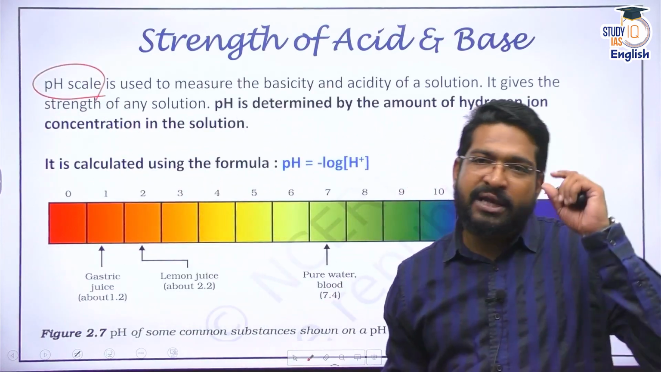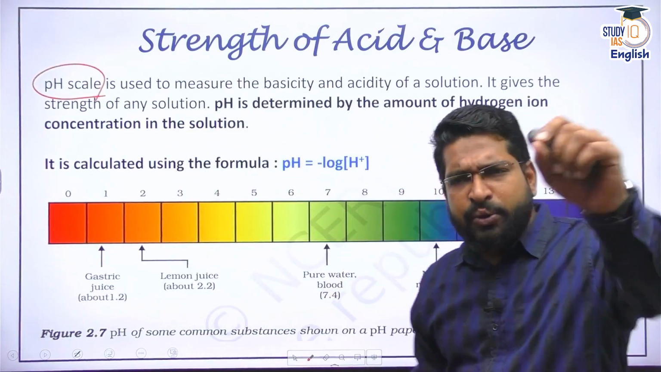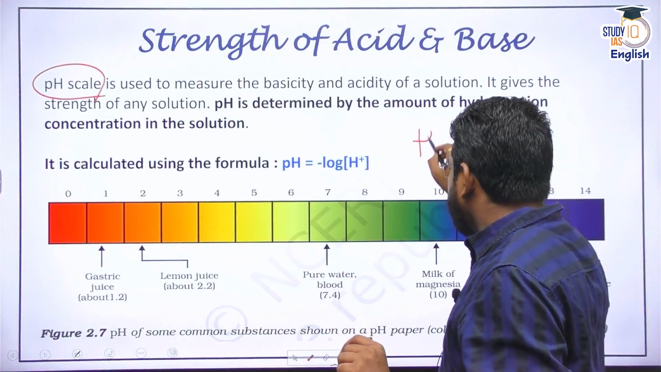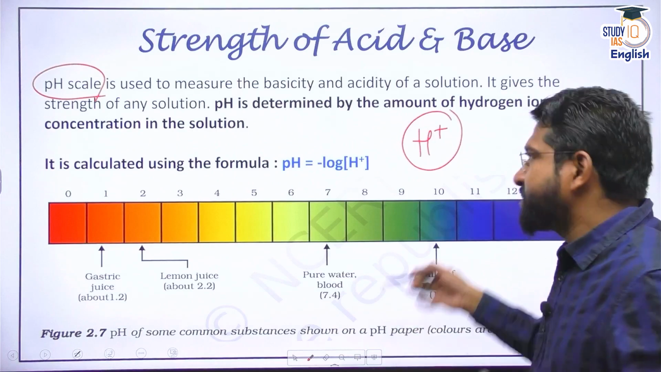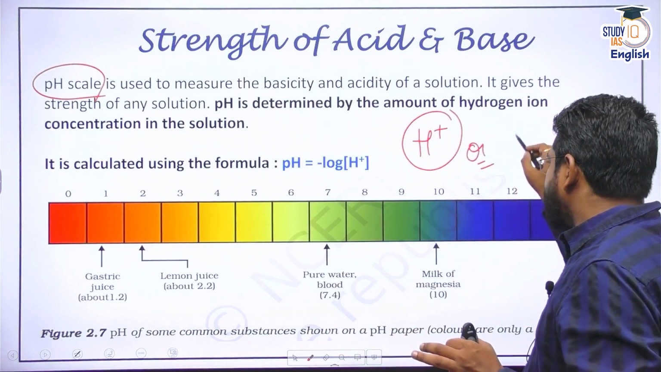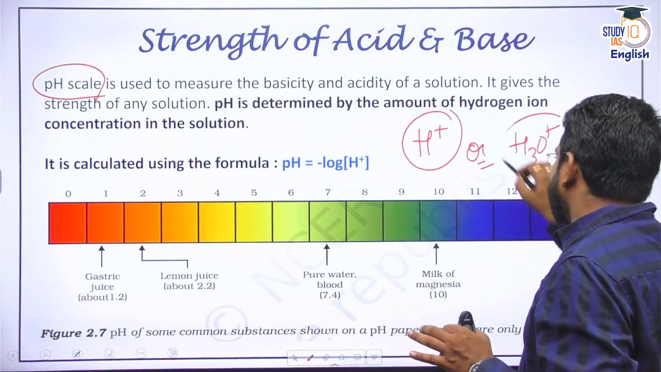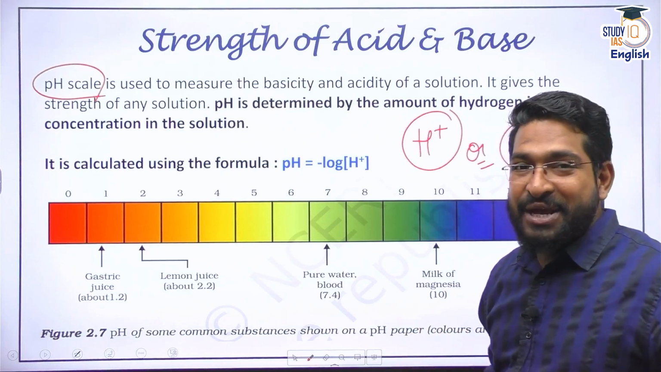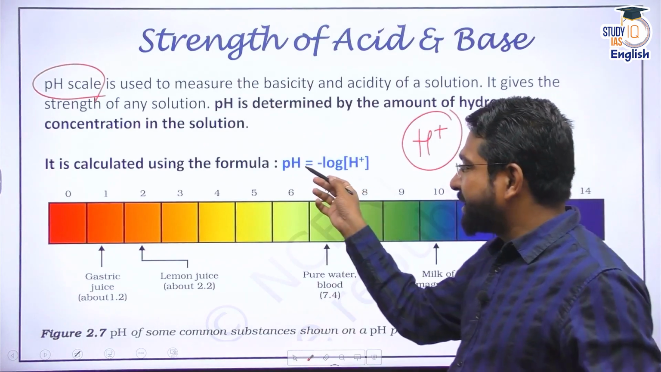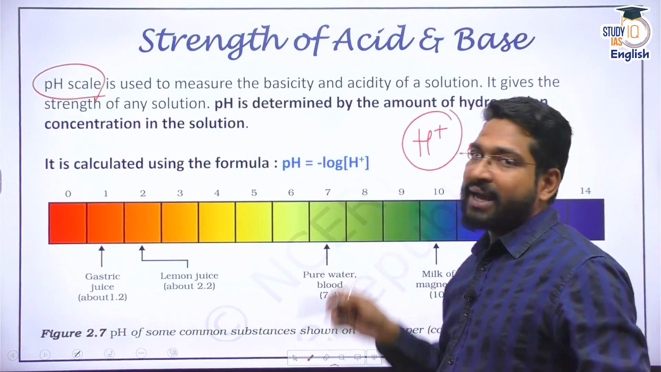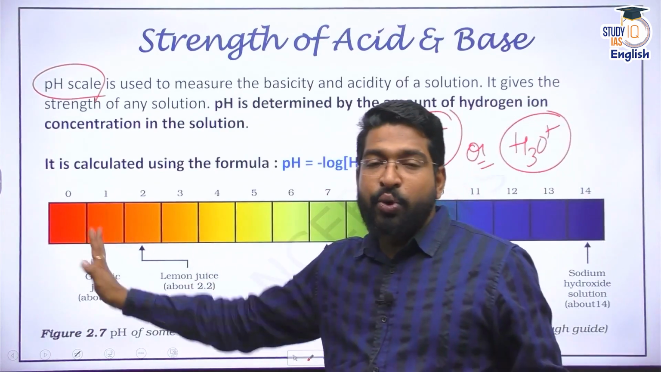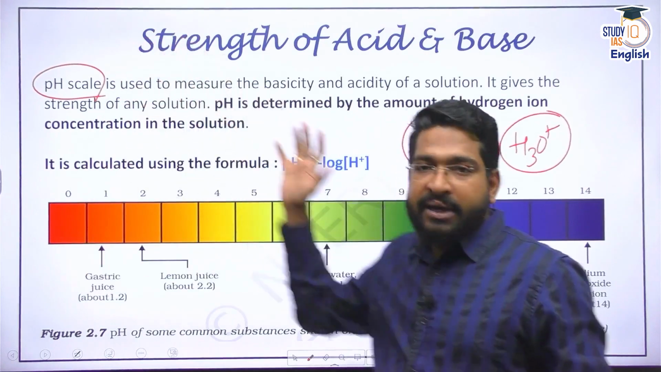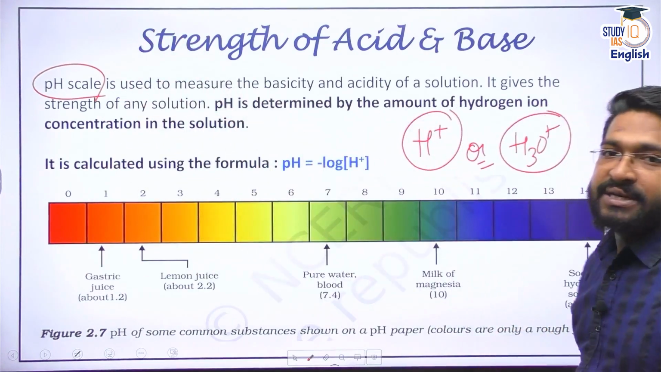The pH scale is a logarithmic scale for calculating the concentration of H plus ions in a solution. H plus, or for that matter, if it is an aqueous solution, the hydronium ion. So the formula for the pH scale is pH equals minus log of H plus. Since it's a logarithmic scale, lower the value, higher the acidity. Higher the value, lower the acidity.